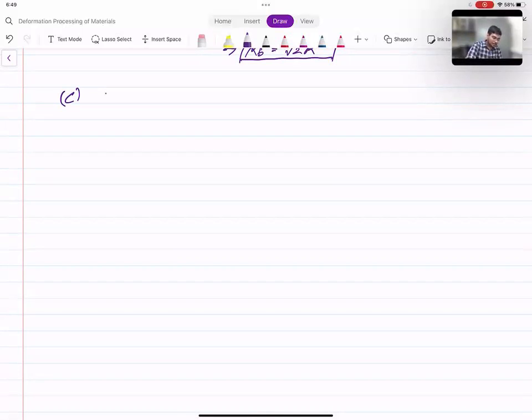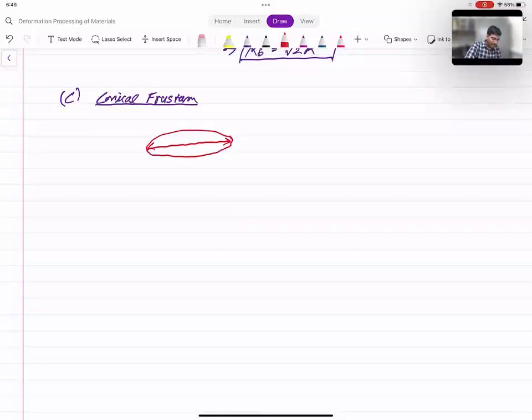the conical frustum. In this case, again the initial blank was similar, say like this. I'm drawing it elliptical, but it will be a circular blank with diameter dB. And now this gets converted into a conical frustum like this. So here there will be two diameters. Say this bigger diameter is D2 and this one is D1, and the height here is H.